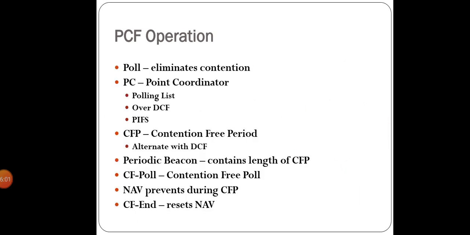And the PCF operation, poll that eliminates the contention. PC, that is point coordinator, which has a polling list over DCF PIFS, and then CFP, which is the contention free period, for alternate with DCF, and then periodic beacon that contains the length of CFP, and the CF poll, that is the contention free poll, and the NAV that prevents during CFP, and the CF end that resets NAV.